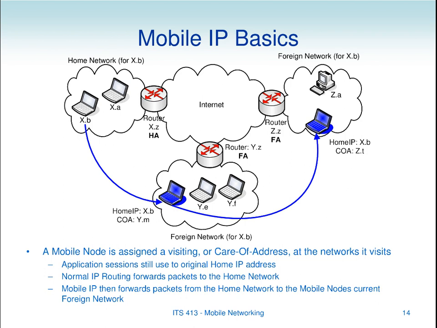So in fact, our mobile device will have two IP addresses: home IP, and for every foreign network it's in, a care of address. If this blue one moves into another foreign network, it would still have x.b and get a new care of address, for example, z.t. So now we have a care of address, a visiting address.